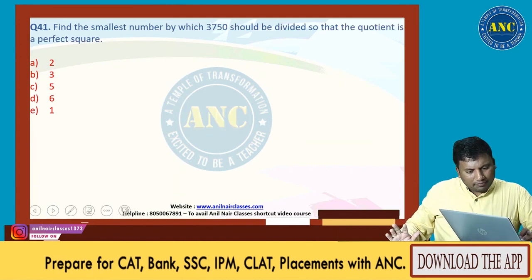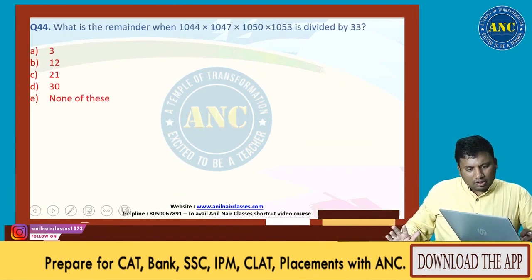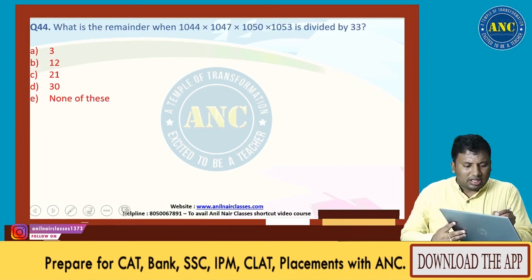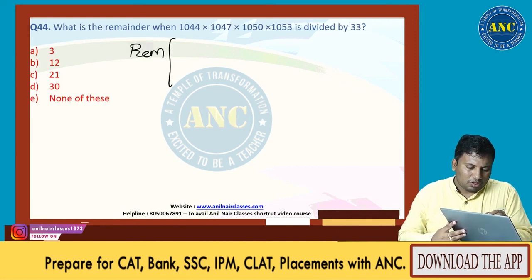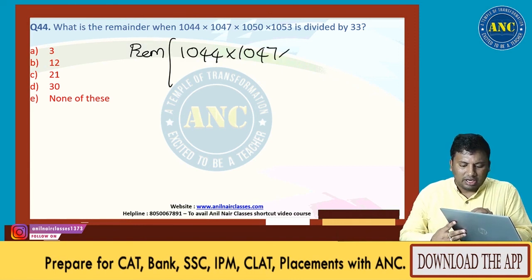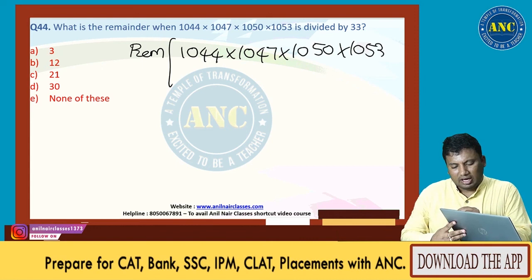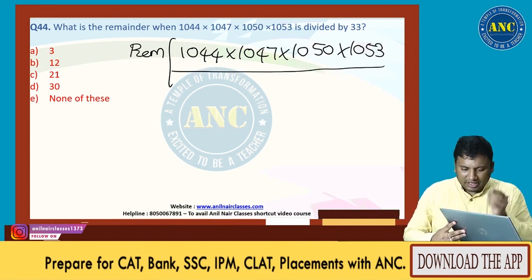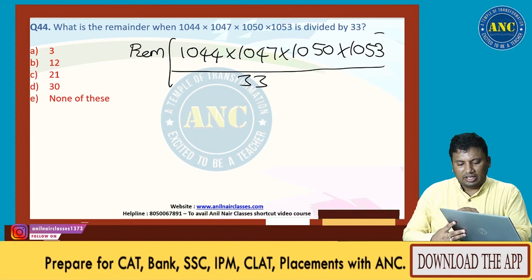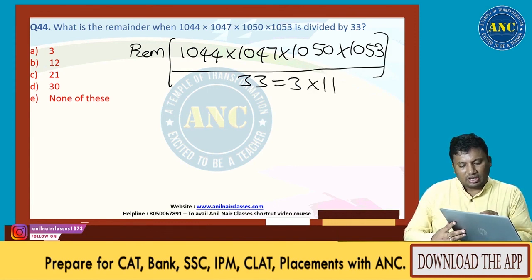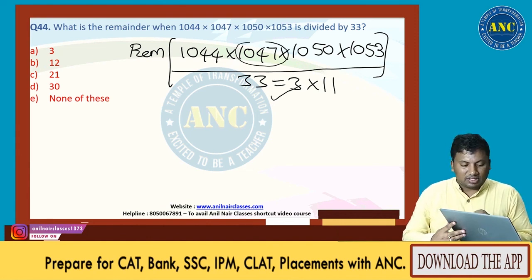Now, any other question based on remainders? Find the remainder: 1044 into 1047 into 1050 into 1053 divided by 33. 33 is 3 into 11. Answer 1047: 4 plus 7 is 11, 11 plus 1 is 12, 12 is divisible by 3. All options are divisible by 3.